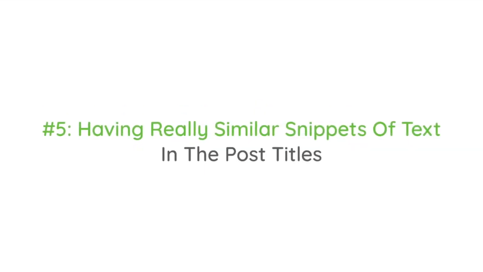Number 5, this is a really common one. It's having really similar snippets of text in the post title of a lot of different posts. When affiliate marketers write a lot of product reviews or best of articles, they often include some text like 2020 review and comparison at the end of their post titles. But they use the same text or something very similar at the end of lots of different article titles. You probably know that Google doesn't like duplicate content, and one form of that is content that seems to be duplicated on the same website.